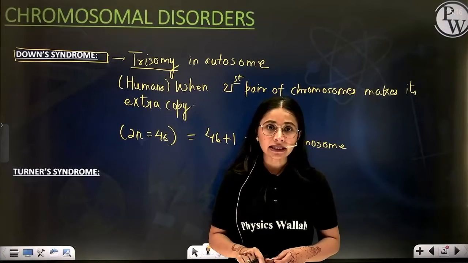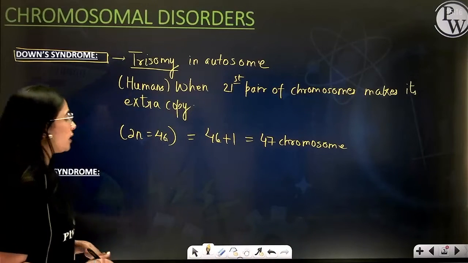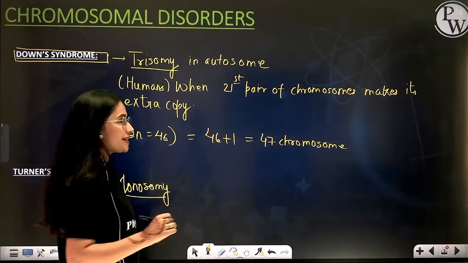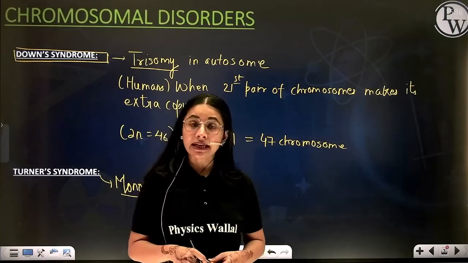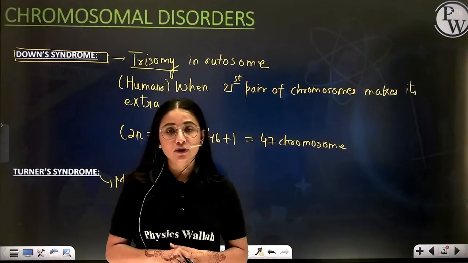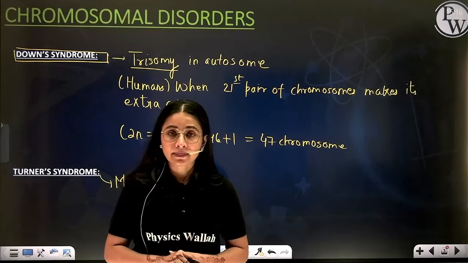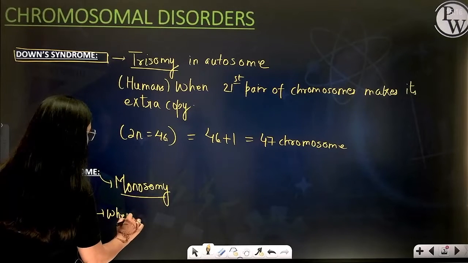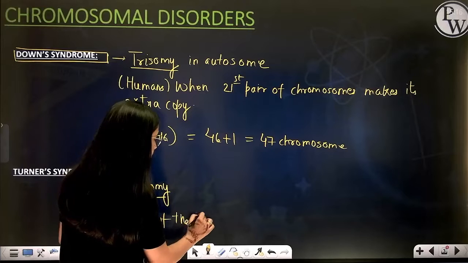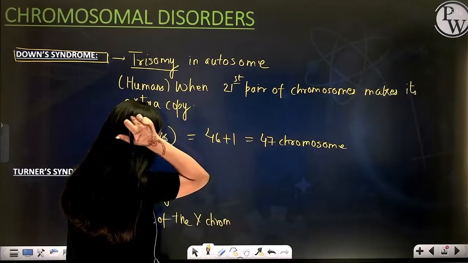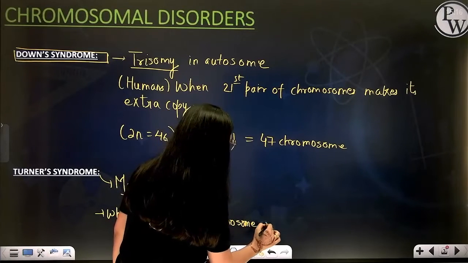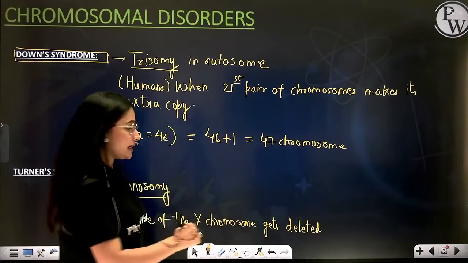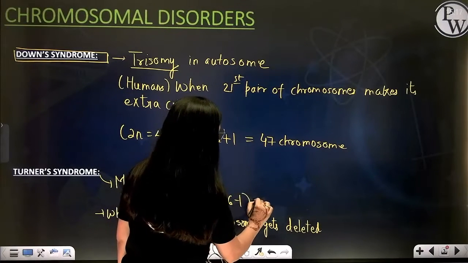Now moving towards the second type of disorder, which is Turner syndrome. Turner syndrome is monosomy. Again, it is a type of aneuploidy, basically an allosomic monosomy, which is seen in females when one of the X chromosomes out of the pair gets lost. Such females become sterile. So what is Turner syndrome? Turner syndrome means that one of the X chromosomes gets deleted. As a result, the total number of chromosomes will become 46 minus 1, which is 45.